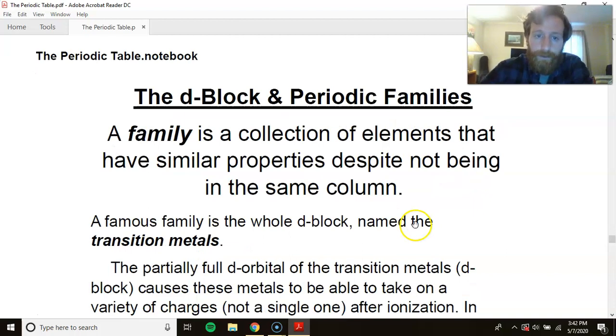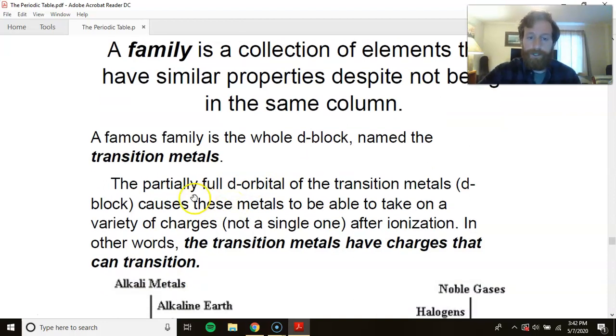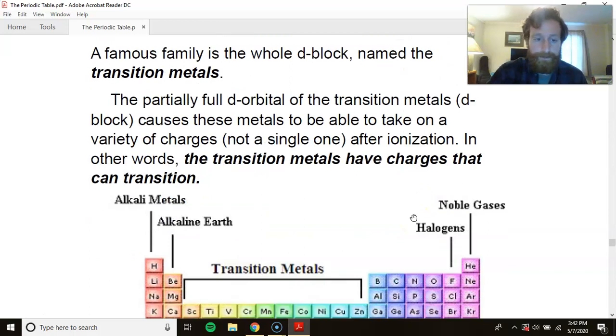So let's talk briefly about the D block and something that we call families. A family is a collection of elements that have similar properties despite not being in the same column. It's a looser definition. A famous family is the whole D block, which we call the transition metals. The partially full d orbitals of the transition metals in the D block causes these metals to be able to take on a variety of charges, not a single one after ionization. And how you should think about that is the transition metals have charges that can transition, and that's because their electrons can transition between s, d, and p orbitals more easily.